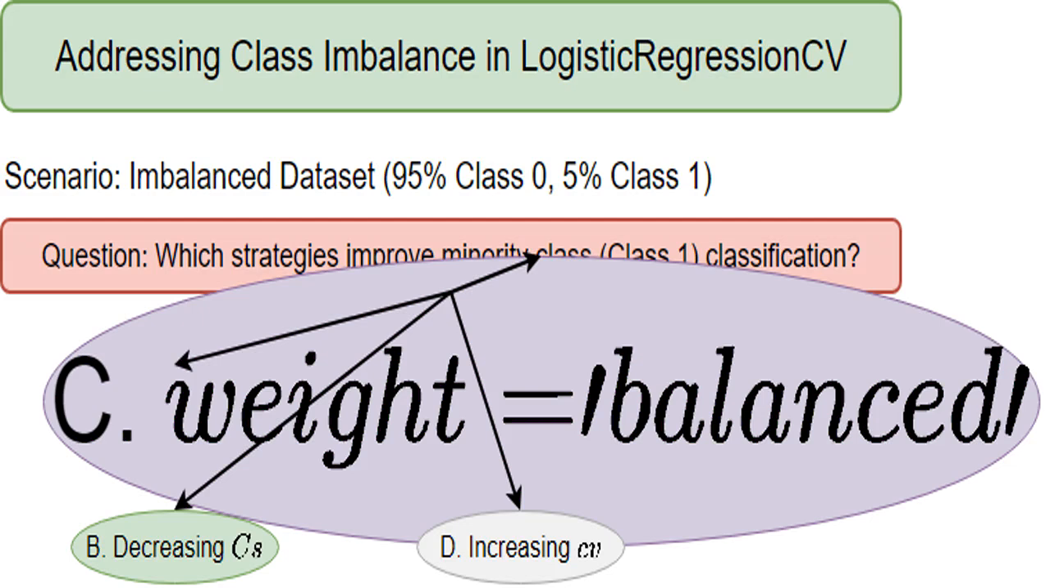I'll use the class_weight equals balanced parameter. This tells the LogisticRegressionCV function to automatically adjust the weights given to each class during training. It inversely weights classes based on their frequency, giving more weight to the less frequent class. That way, I help the model pay more attention to the minority class, making it better at classifying those examples.